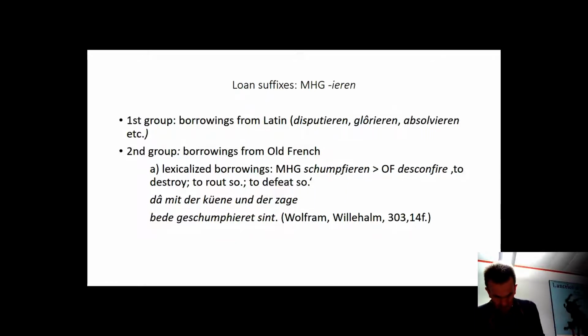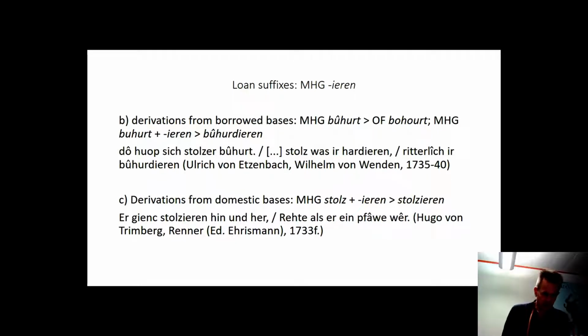The next group includes derivations in -ieren whose Romance base was also borrowed into Middle High German. The motivation for these formations can often be easily understood from the textual tradition. In Ulrich von Etzenbach's Wilhelm von Wenden, in relation to the description of a courtly tournament, the -ieren formation buhurdieren is made transparent in this way.